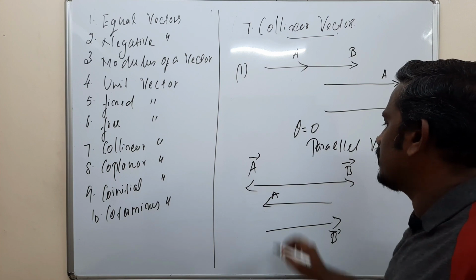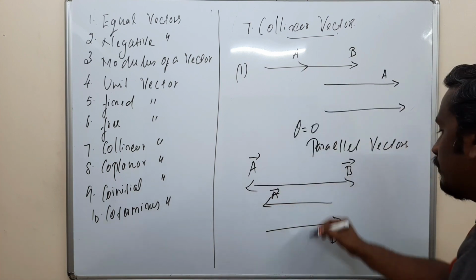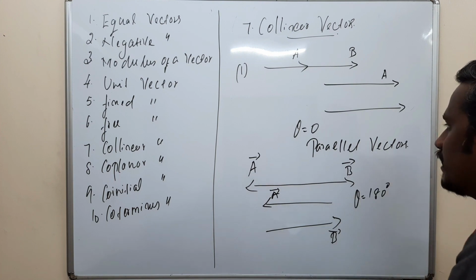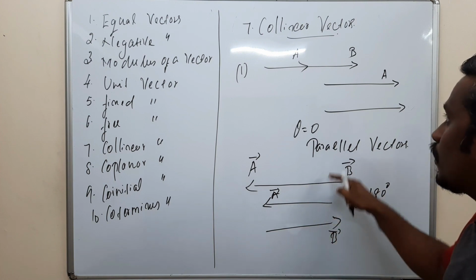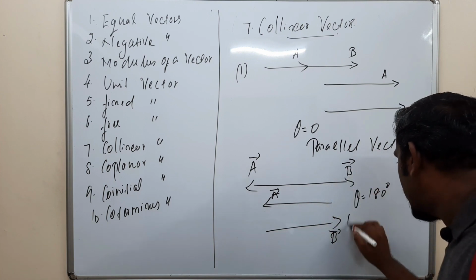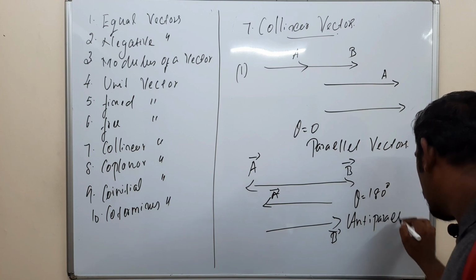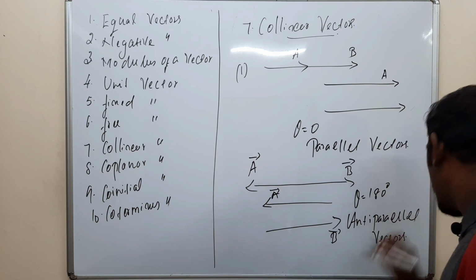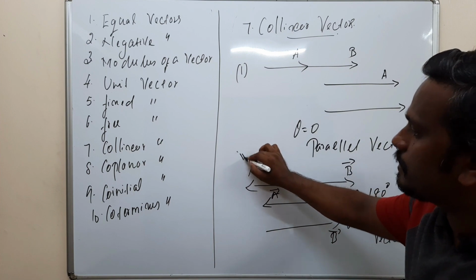In this case, the angle between the two vectors, theta, is equal to 180 degrees. Am I right? Theta is equal to 180 degrees. So this collinear vector is called anti-parallel vectors. Anti-parallel vectors. So this is case 1 and this is case 2.